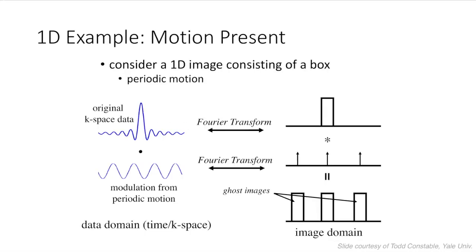To quickly understand motion, we could take a look at this 1D example. You have your original K-space data, and if you multiply it in K-space by this periodic modulation, that's equivalent to convolving your resulting image, let's say you have this rect, with the Fourier transform of this sine wave. You get these delta functions, and so you get these ghost images in the image domain.